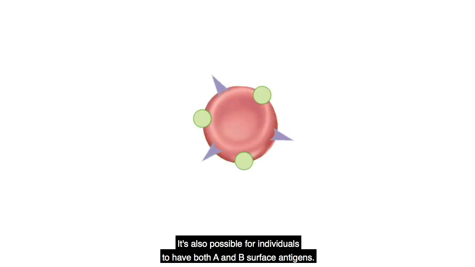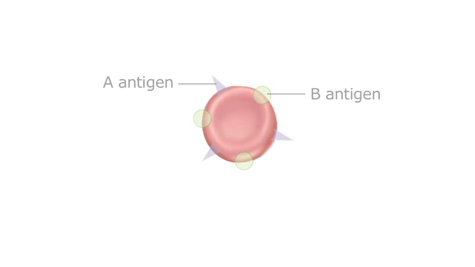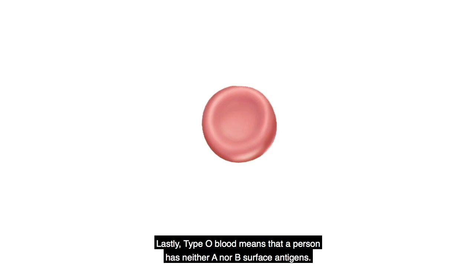It's also possible for individuals to have both A and B surface antigens. They would have type AB blood. Lastly, type O blood means that a person has neither A nor B surface antigens.